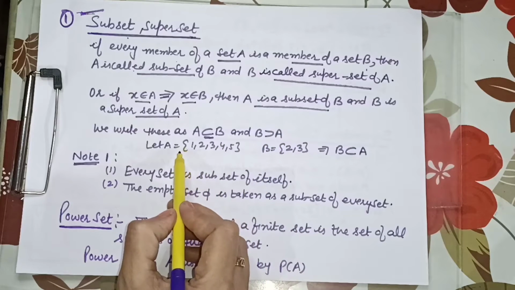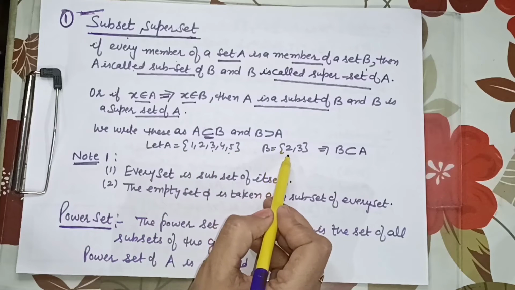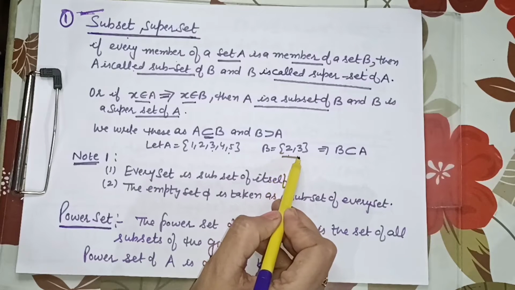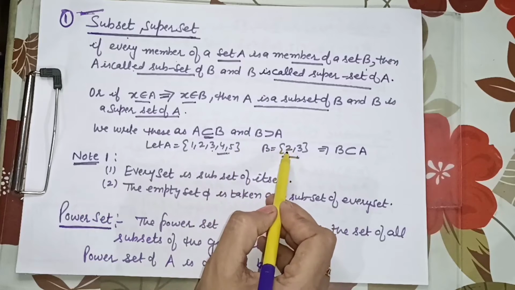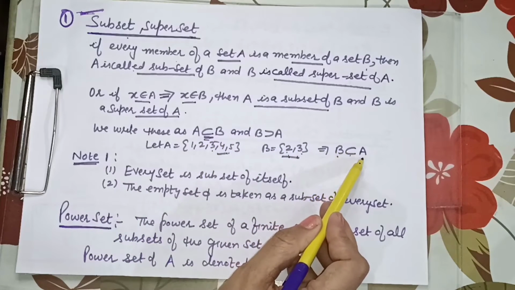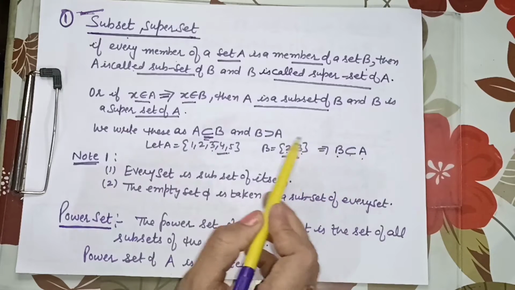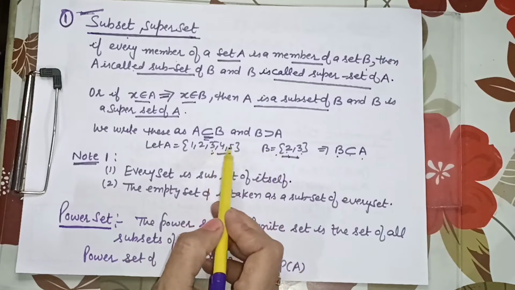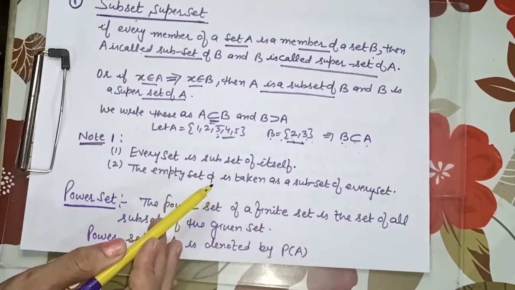For example, we have set A = {1, 2, 3, 4, 5} and B = {2, 3}. Here we see that all the elements of B are in A. So 2 and 3 are here, 2 and 3. So we can write B is a subset of A. This is the symbol that means B is a subset of A. Every element of A is not in B, so A is not a subset of B, but B is a subset of A. This is an example of subset.